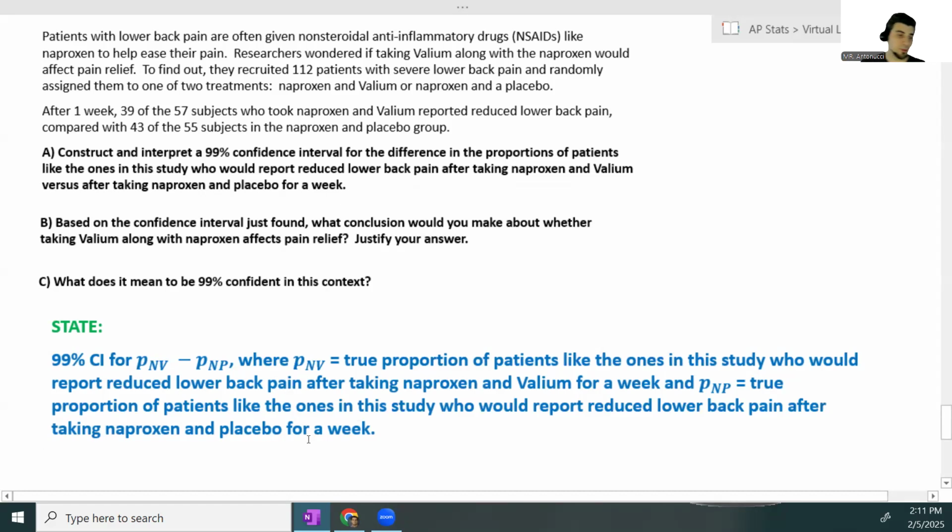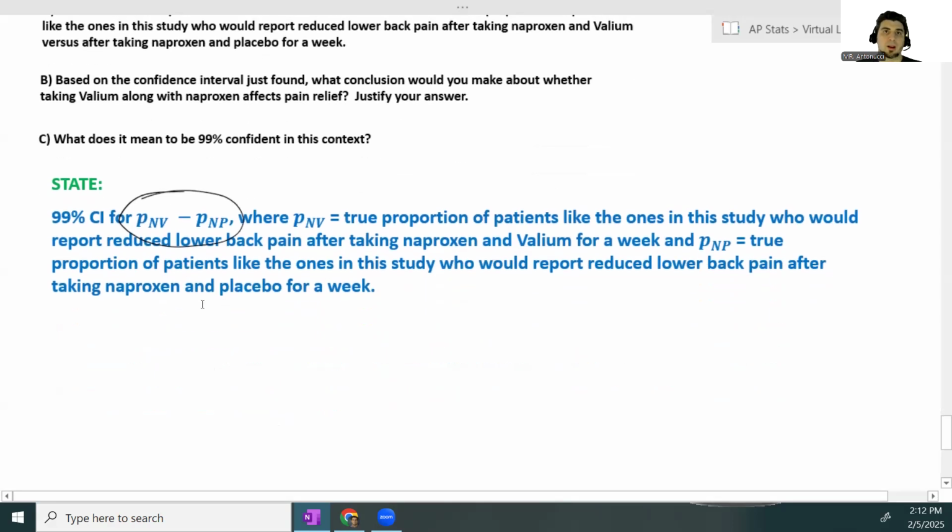Couple things that are important to note in this situation. Make sure you indicate, like we did here, the order of the subtraction when you define the parameter. And also, when you're defining the parameter, make sure you give the full context in as much detail as possible. I know it's long-winded, and I know it involves perhaps a lot of writing, but that is the proper way to do the state step and define the parameters.